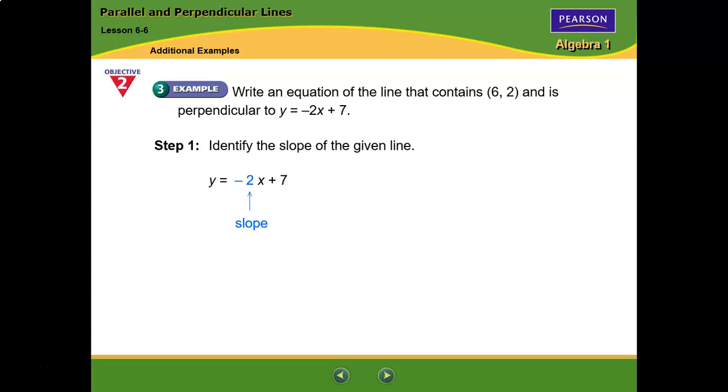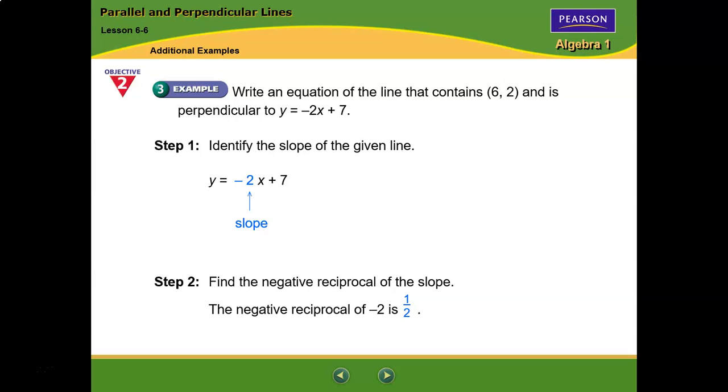Now, to find the slope of our perpendicular line, we said that perpendicular lines have negative reciprocal slopes. Well, if the slope of our given line is negative, the slope of our perpendicular line has to be positive. The signs on the slopes have to be different. Then we take the value 2, which is actually 2/1, and we write its reciprocal. So the reciprocal of 2/1 is 1/2. So the slope of our new line is going to be a positive 1/2.